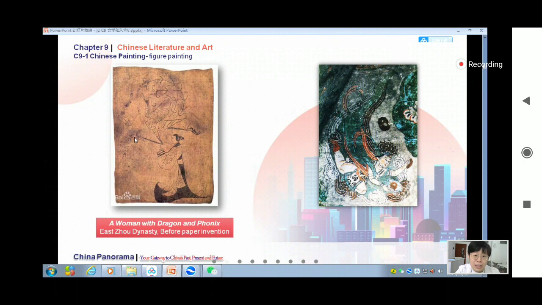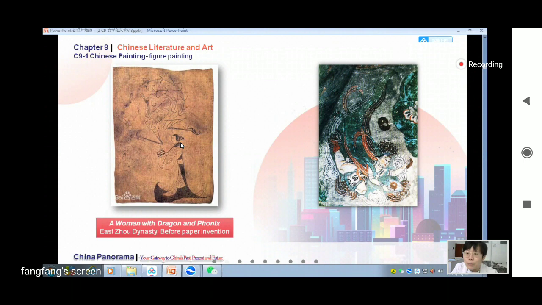For example, some artists think that this woman is worshiping the god of the phoenix and the dragon, and she hopes that the gods will lead her to heaven, to a happy afterlife. There are different explanations, but we really don't know. All we know is that this painting is very, very old. This painting was drawn before paper invention, right?